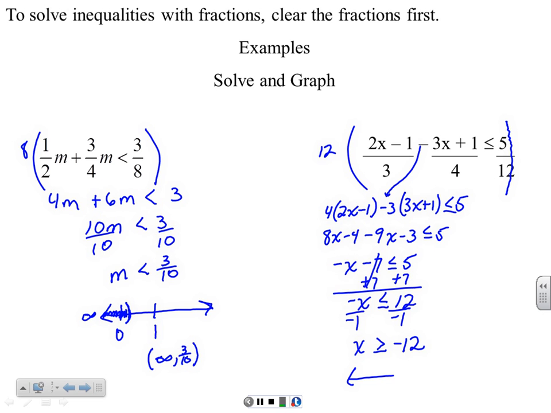So again, to put it on a graph, negative 12 is the number in question. X can be equal to, so we're going to put a bracket, and it's going to be greater than, so it's going to go to the right, and color it in. And in interval notation, we're going to have a bracket at negative 12 all the way to positive infinity. And then back over here on the left, this is actually negative infinity, so let's fix that. The one to the right is positive infinity.